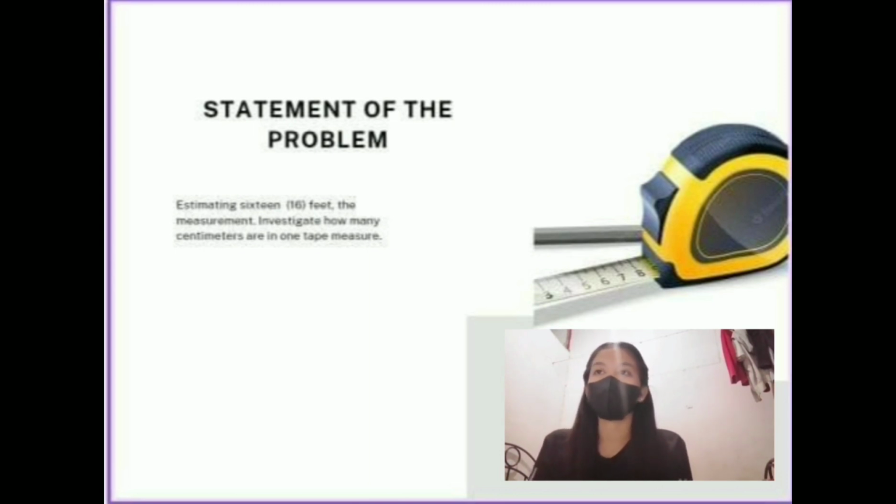A tape measure is measuring 16 feet, and we will investigate how many centimeters are in one tape measure.